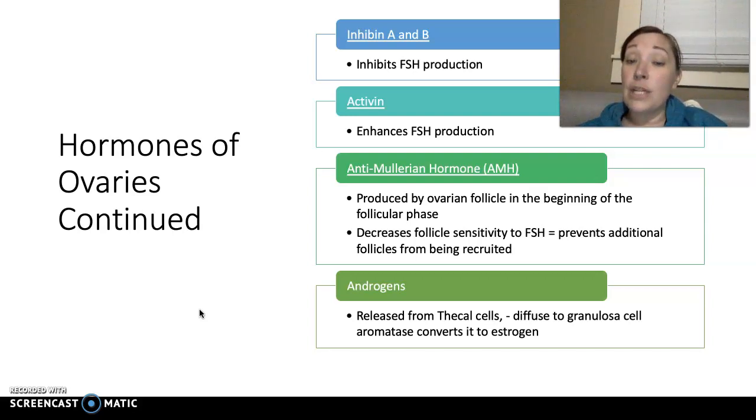And then we have androgens, which are one of those compounds I mentioned that are very similar to estrogen. They're released from the thecal cells in the follicular phase, and they diffuse to the granulosa cells, which are the cells that are releasing the estrogen, and aromatase converts the androgens to estrogen.